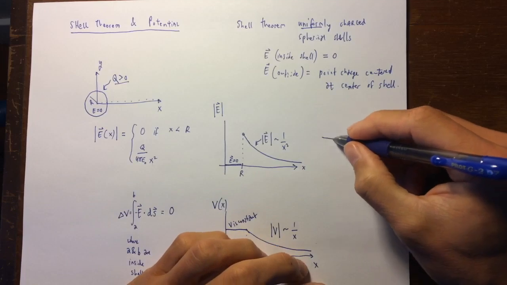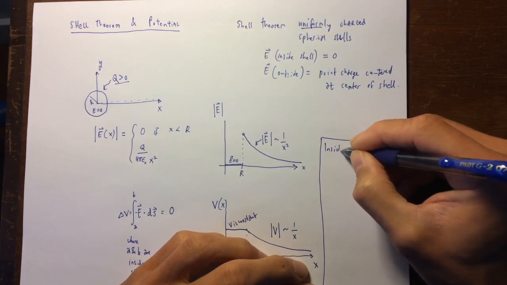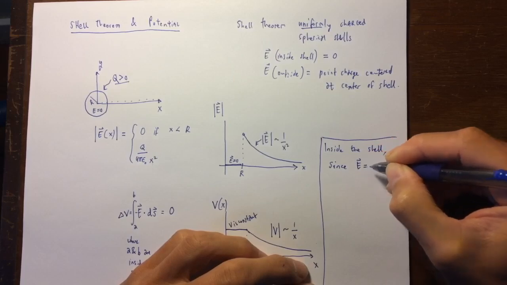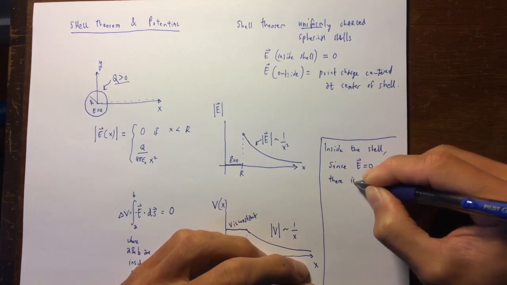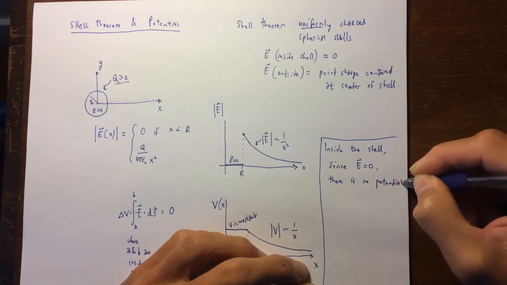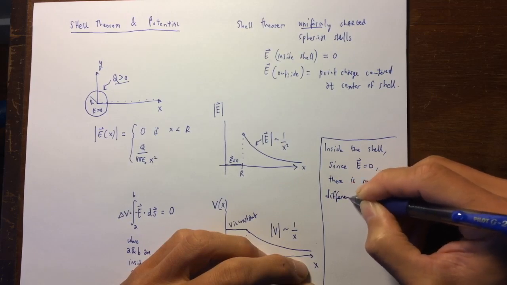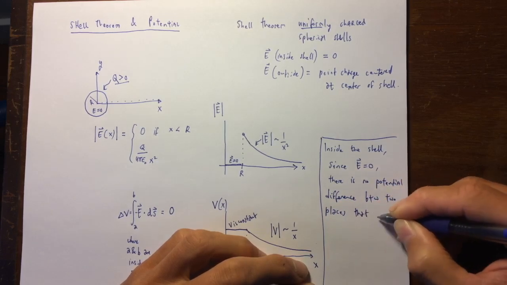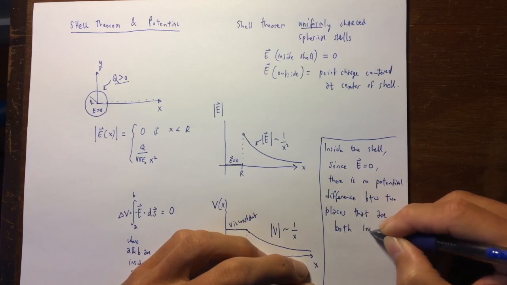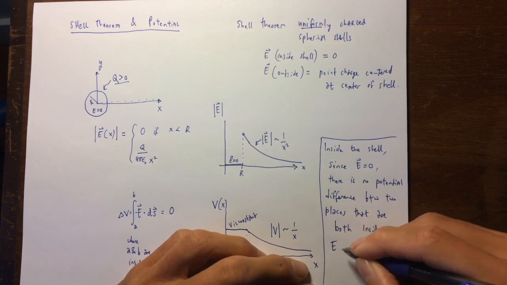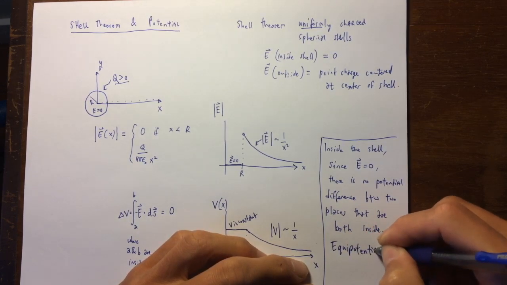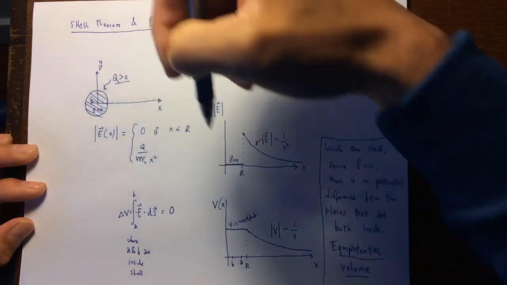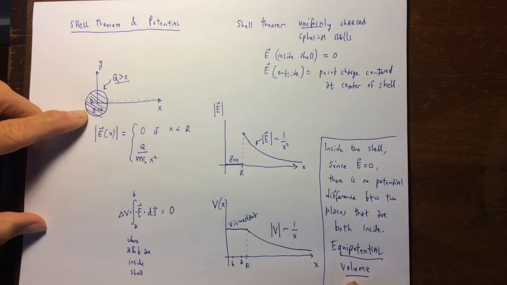But anyways, something we can take away from this is that inside the shell, since the electric field is 0, there is no potential difference between two places that are both inside. This is what's referred to as an equipotential volume. That is, the entire volume of the shell, the interior of the shell, has the same value of potential.